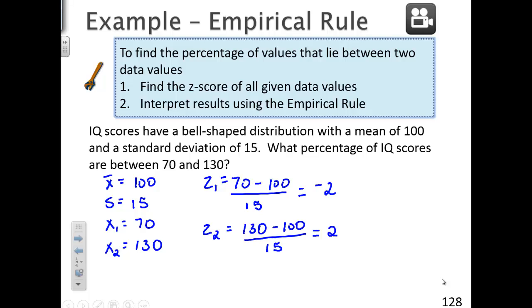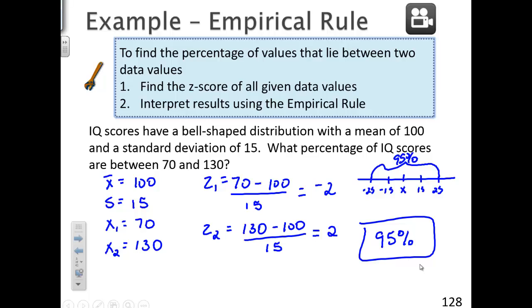Within 2 standard deviations, we have our mean, and then we have -1 standard deviation, -2 standard deviations, 1 standard deviation, 2 standard deviations. According to the empirical rule, within 2 standard deviations, we have 95% of the data. So to answer this question, what percentage of IQ scores are between 70 and 130? Our answer is 95%. We interpret that using the empirical rule.